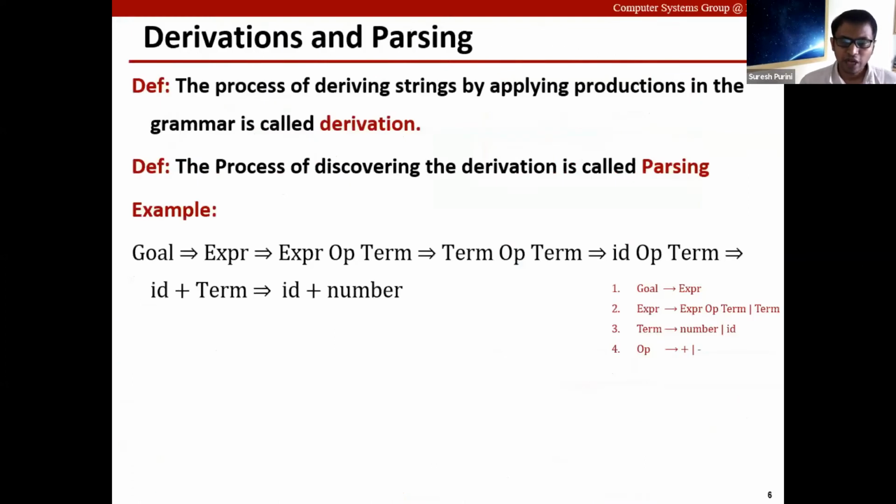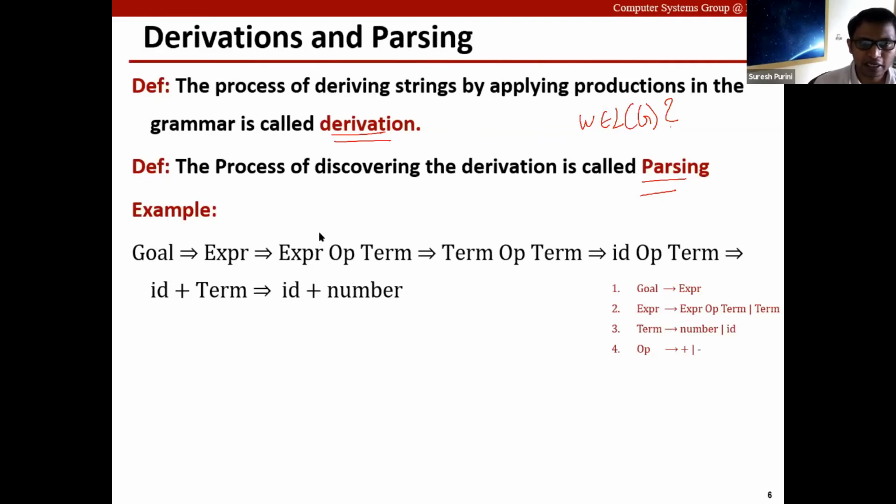Okay. So remember our question that we are trying to answer is, given a string W, we want to check if W belongs to the language described by the grammar or not. So the process of deriving strings by applying productions in the grammar is called derivation. And the process of discovering the derivation is called parsing. So, parsing and derivation.